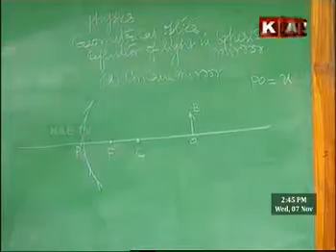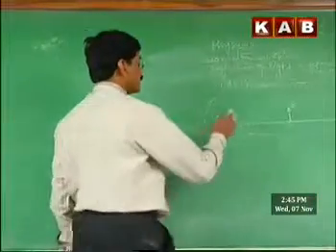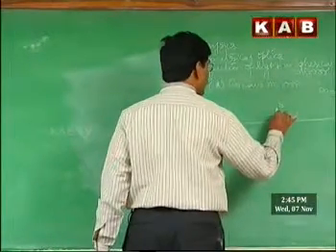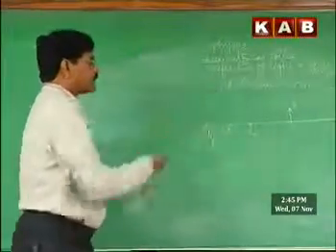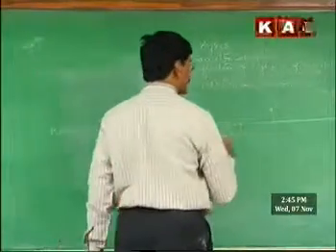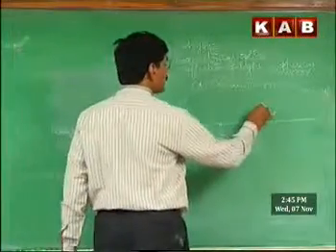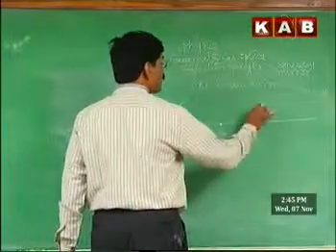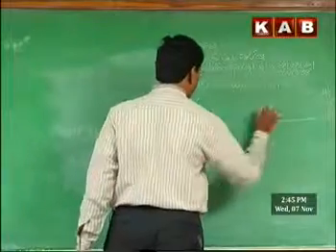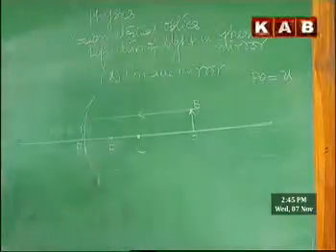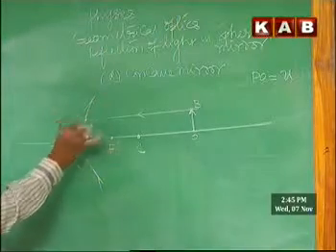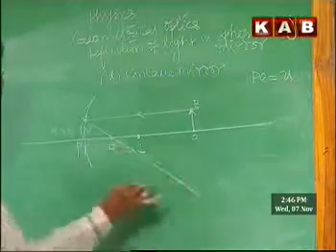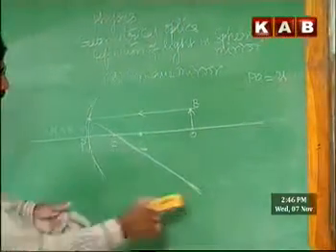Now, how to construct the image? First thing is, any extended object can be imagined to be made up of point sources. There are many point sources, just as we considered earlier in the case of plane mirror. Now we will consider the point B, rays which are coming from point B incident on the mirror. One ray we consider which is parallel to the principal axis, and after reflection a parallel ray incident on the mirror passes through the principal focus. Draw one line like this.